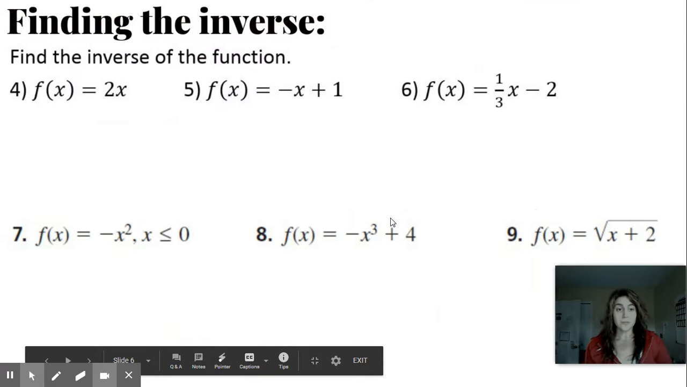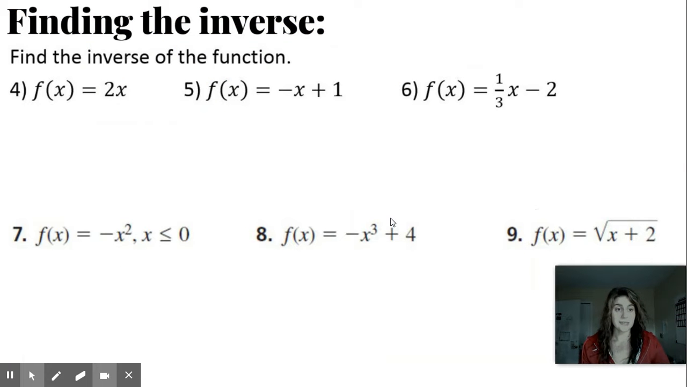Okay. And we're going to be going through these examples in class together. But again, we are going to solely focus on swapping the x's and y's. You can change every f of x to a y if that helps you. And from there it is a literal equation, just solving for y, getting it completely by itself.